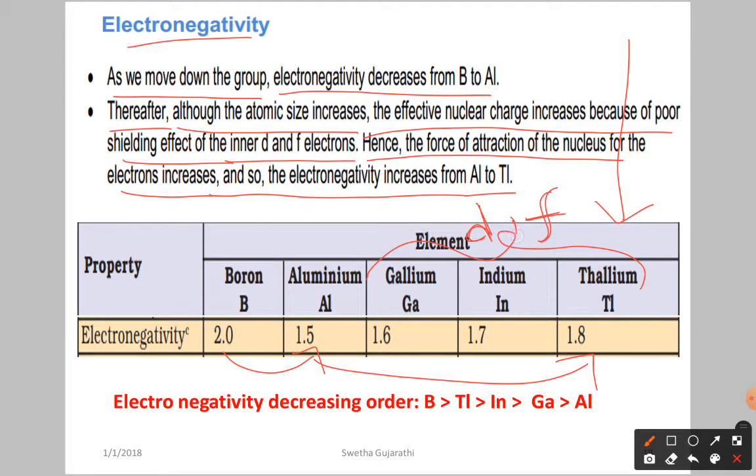We already discussed that the electrons present in the d and f orbitals have a poor screening effect, so they pull the electrons towards the nucleus, which means nuclear attraction increases. Because of that reason, the electronegativity increases here. So if you see the values, boron is highest, then thallium, indium, gallium, and last we have aluminum.